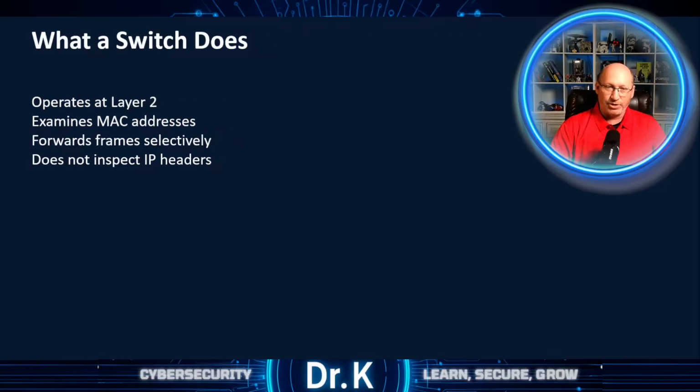A switch is a layer 2 device. It makes decisions based entirely on MAC addresses contained within the Ethernet frames. When a frame arrives, the switch examines the destination MAC address and forwards the frame only to the appropriate port. Unlike routers, however, switches do not inspect the IP headers. The simplicity allows switching to occur at very high speeds.